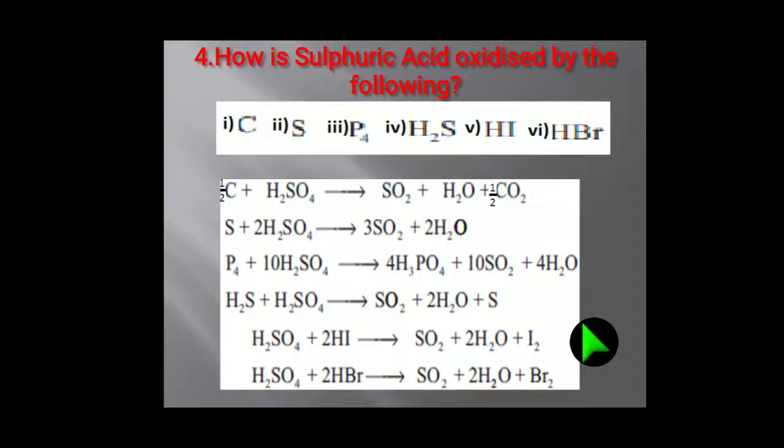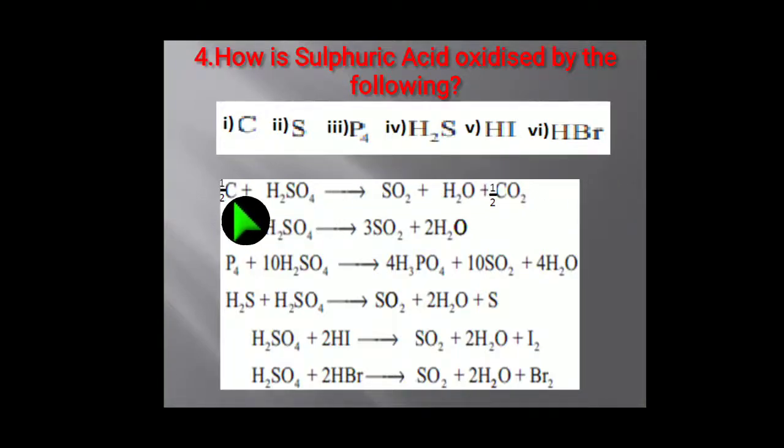Question number 4. How is sulfuric acid oxidized by the following? The sulfuric acid has oxidizing property. So what is oxidation? Addition of oxygen, loss of electron, and oxidation number increases. So among the 3 points, any one is placed in the equation.